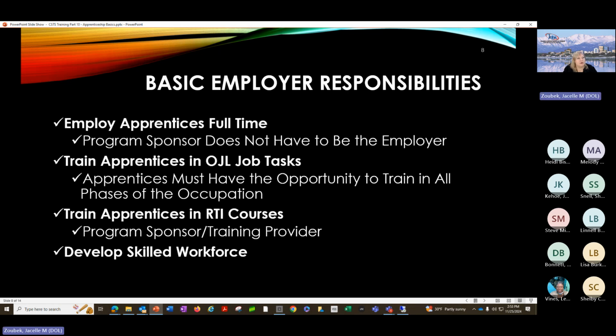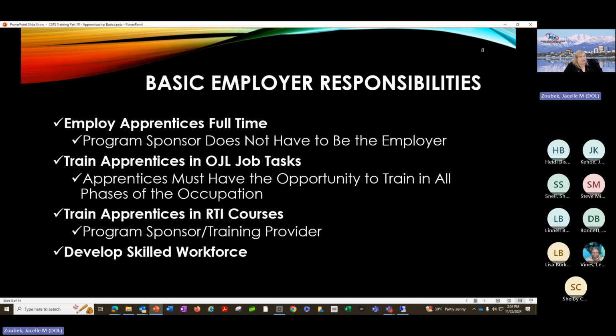Okay. Basic employer responsibilities. They need to employ their apprentices full time. Now, you may be thinking, well, wait a minute. I know someone who went to the Carpenters Trust or the IBEW, and they are not dispatched yet, and they got laid off. The goal is for full time, and this presentation is usually towards job center staff who are going to build apprenticeships with single employers. And so we want them to know the goal is that you would employ them full-time year-round, so they can get through their apprenticeship. The program sponsor does not have to also be the employer.